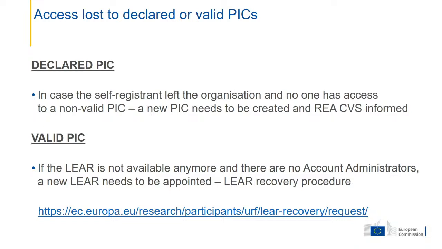The second scenario is if you discover in the system a PIC of your organization that is already valid, and you send a notification via the system to the leader who is behind this PIC, but you do not receive any reaction. You don't know who the leader of this PIC is anymore. Maybe they have left, and there are no account administrators appointed, as previously mentioned. So in this case, to recover the access of this PIC, you need to follow a LEA recovery procedure, which is similar to LEA appointment. It's again with a step-by-step wizard, and at the end you have appointed a LEA for an already valid PIC, and you can proceed with the next actions.